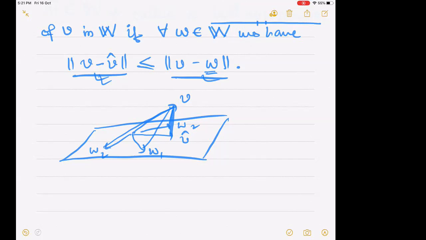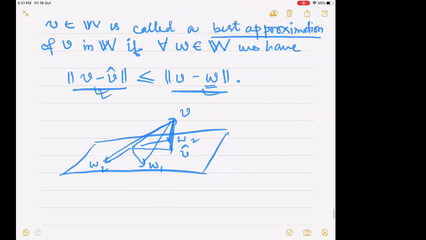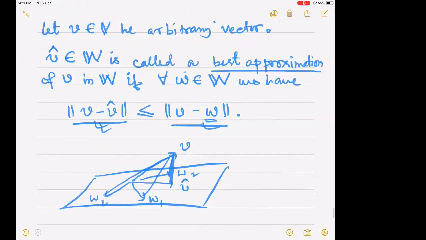Notice here that grammatically it's a bit weird to call it a best approximation, because we often say the best, right? Because best is superlative and superlative is supposedly one. But at this point, it's not yet clear whether this v hat is unique. There could be multiple such best approximations. That's why we are saying a best approximation. Is that okay?